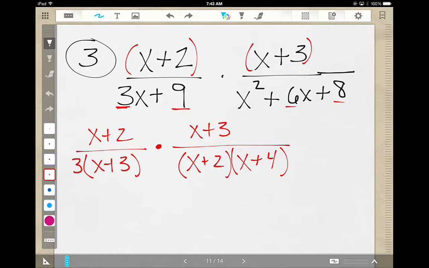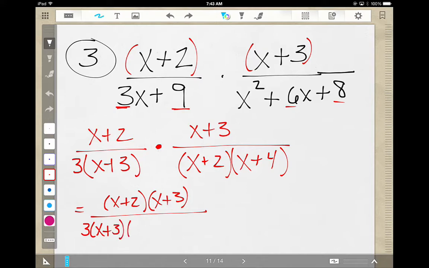So now that it's written in factored form, I can simply multiply numerator to numerator. So x plus 2 is going to multiply by the x plus 3. And in the denominator, I have all these factors multiplying together. 3 times x plus 3 is going to multiply by the x plus 2 times the x plus 4. Now the reason I wrote it in factored form is because it's easier for me to simplify from here.